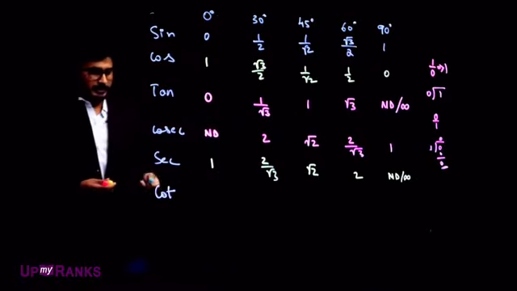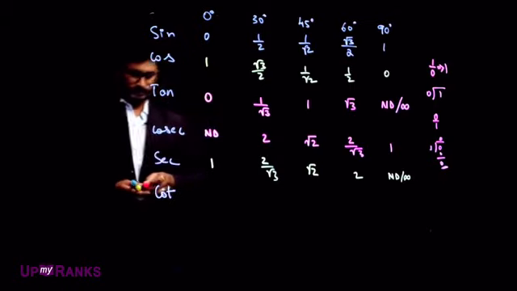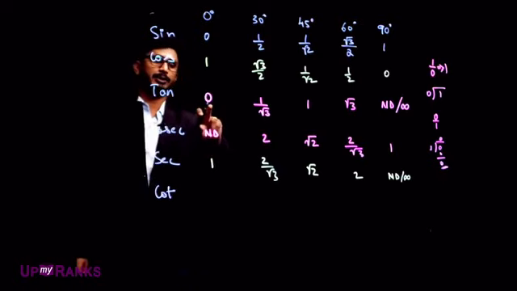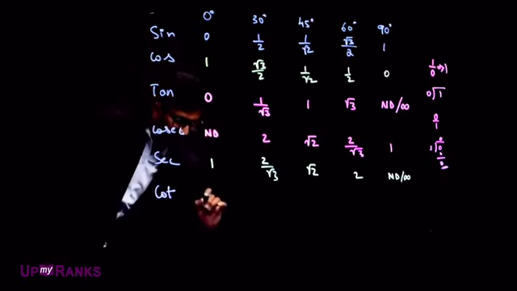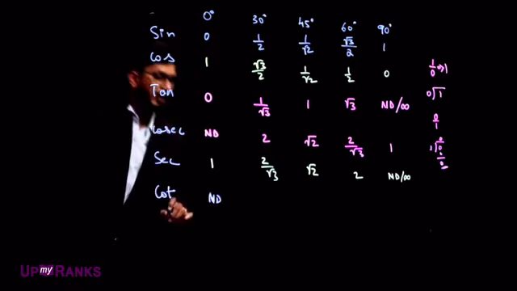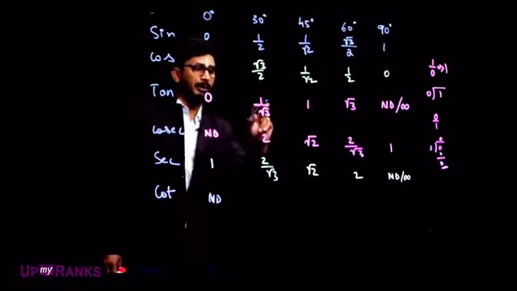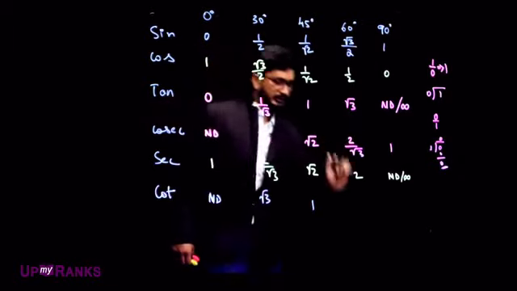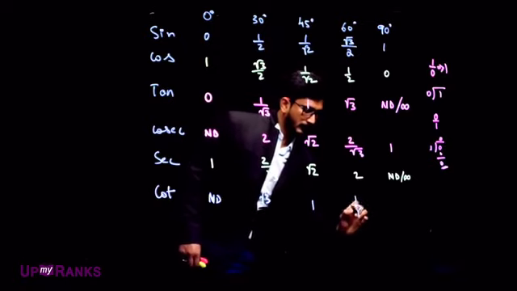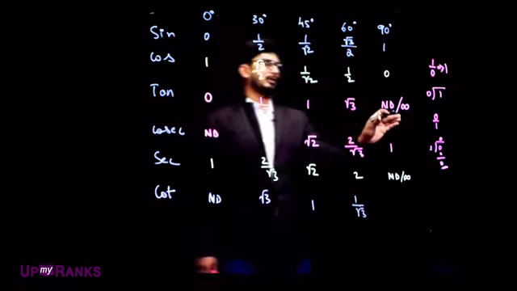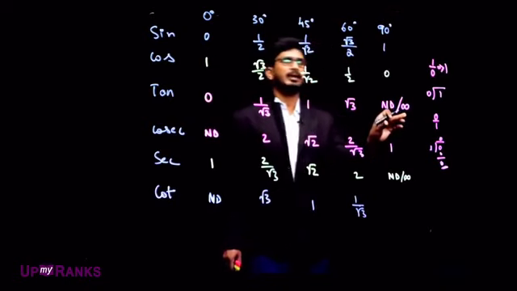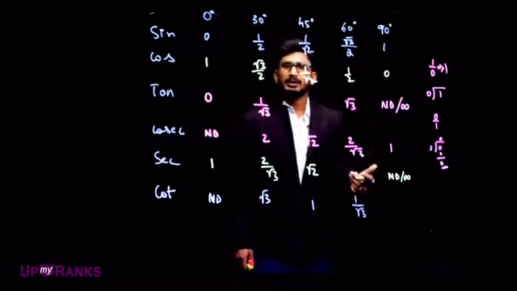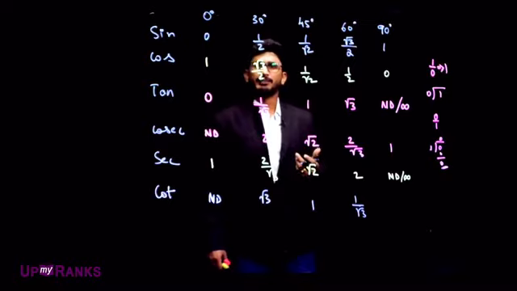When we come to this part, which is cot now, cot is the reciprocal of tan. So the reciprocal of 0 by 1 is 1 by 0, which is not defined again, or infinity. The reciprocal of 1 by root 3 is root 3. The reciprocal of 1 by 1 is 1. The reciprocal of root 3 is 1 by root 3. The reciprocal of not defined: not defined means 1 by 0. What is the reciprocal of 1 by 0? 0 by 1, which is nothing but 0.